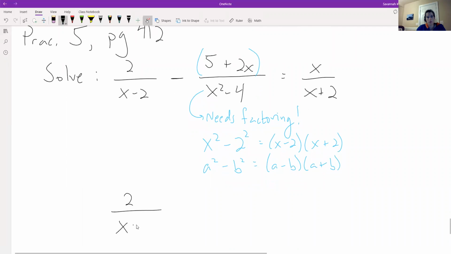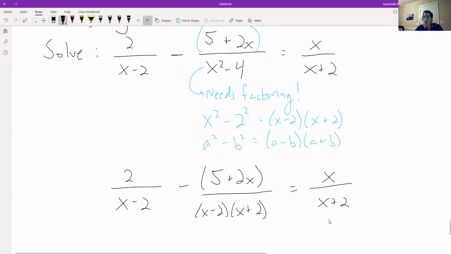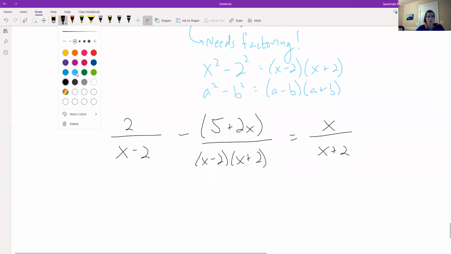So I'm going to rewrite this whole problem, just really make it look like I want it to look before I get started on any of the serious business here. Okay, so we've got that. Here's what we're looking at now. Extraneous solution time. Let's go ahead and set all 3 of these denominators equal to 0 and see what they give us.